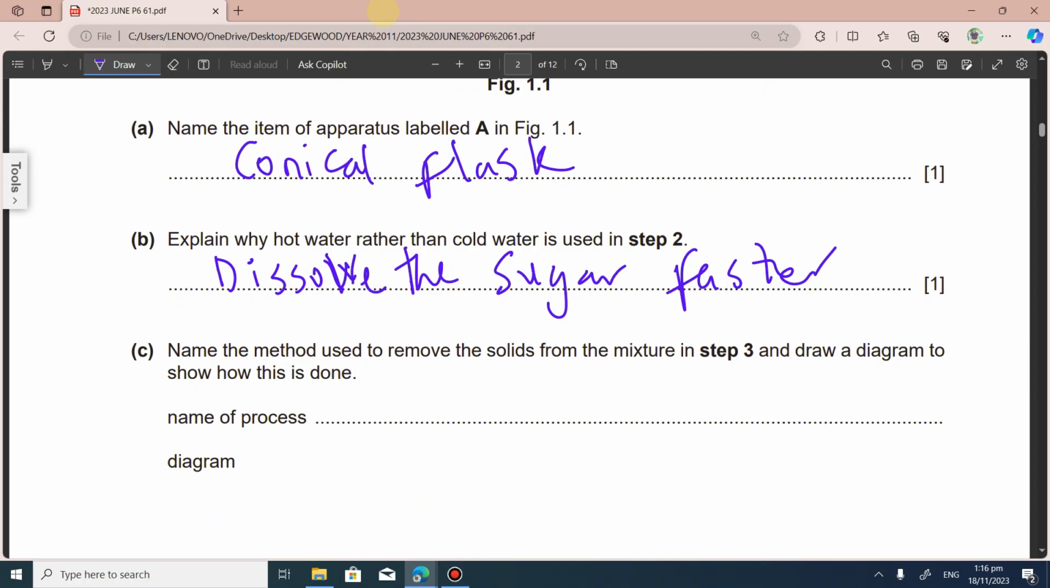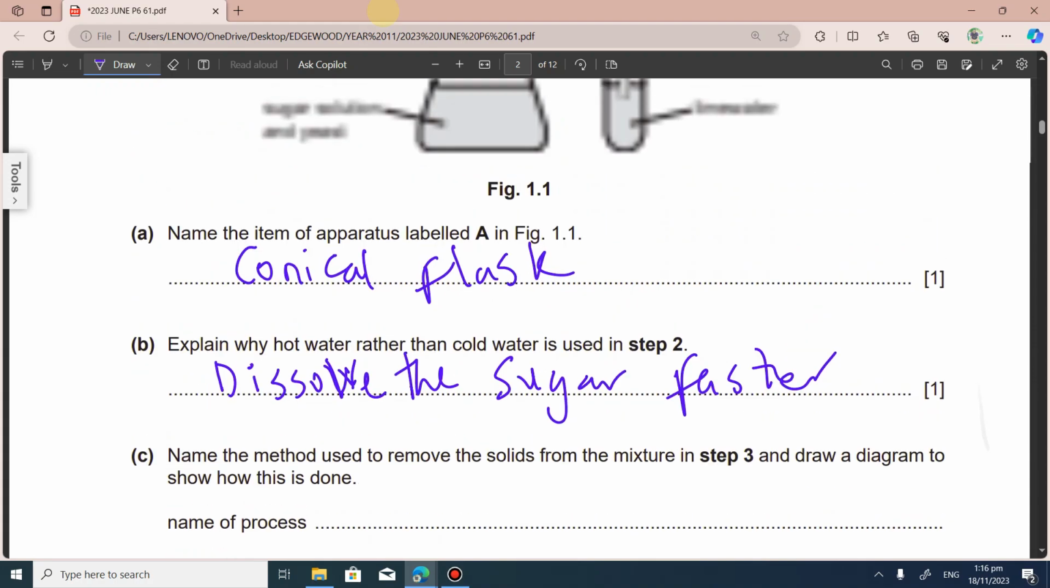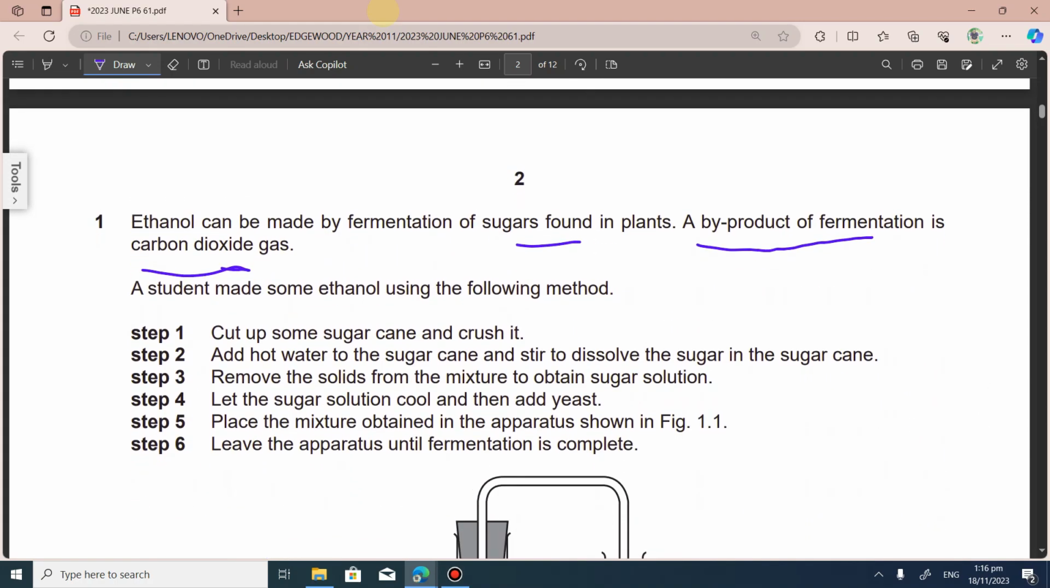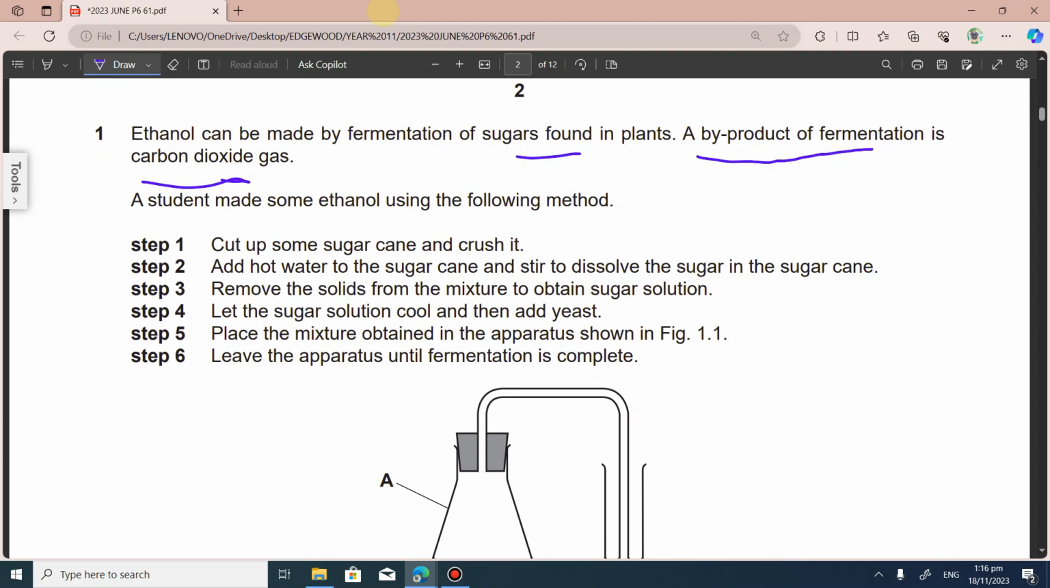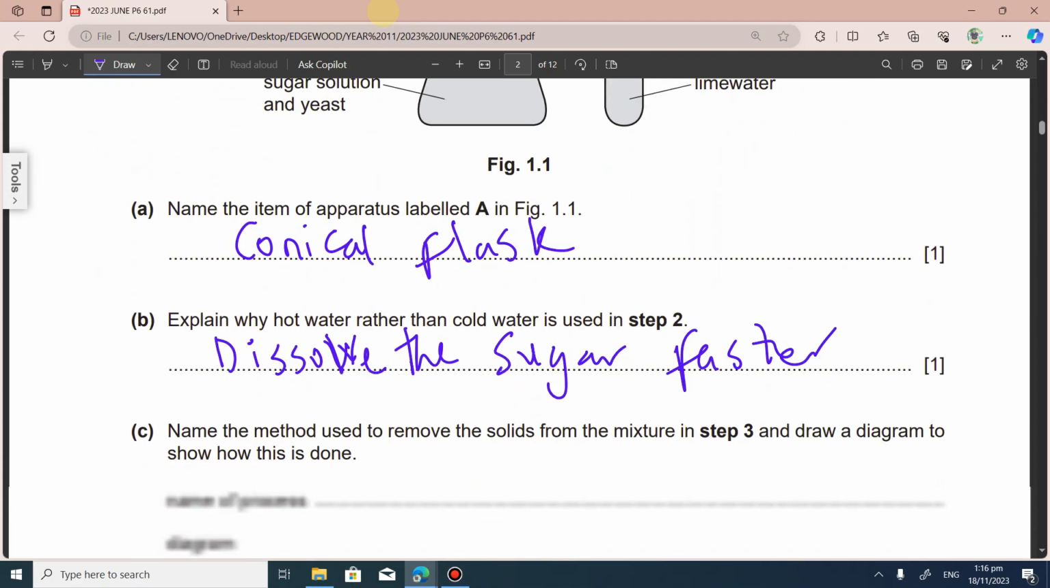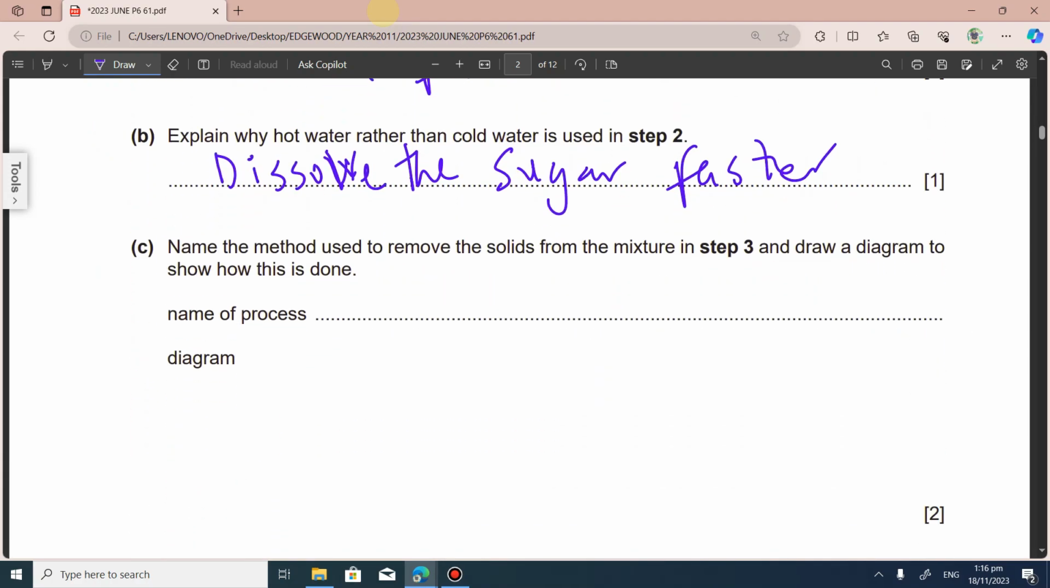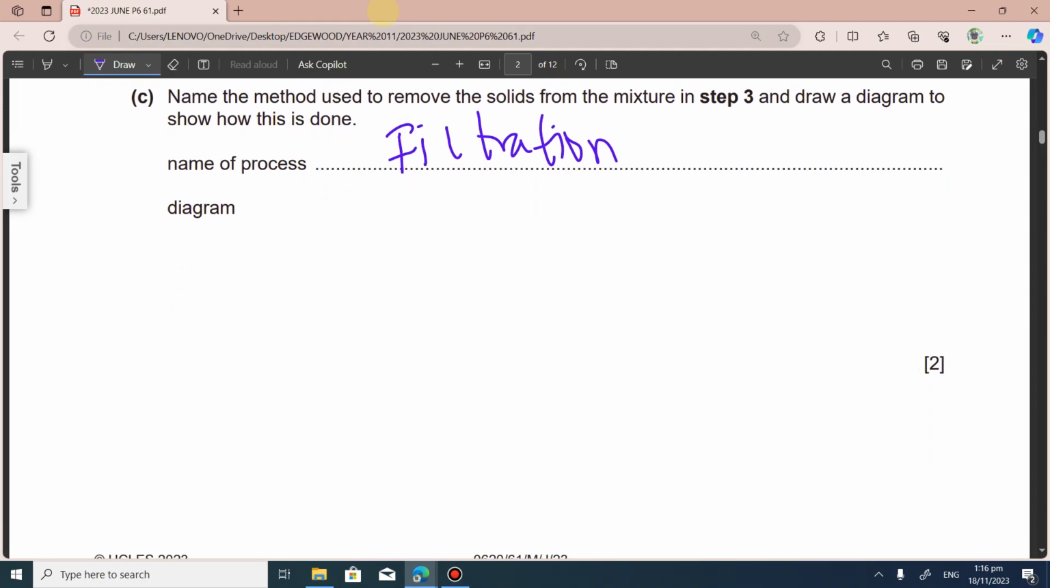Name the method used to remove solids from the mixture in step 3 and draw a diagram to show how this is done. So let's go to step 3. Remove the solids from the mixture to obtain sugar solution. To obtain solids, the most suitable method will be filtration. Filtration will be the most suitable method to obtain solids.